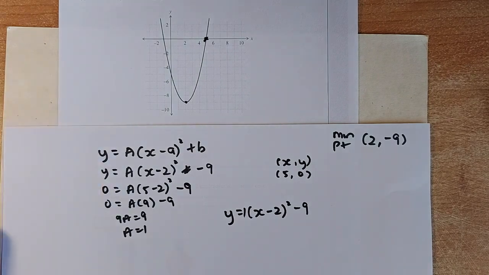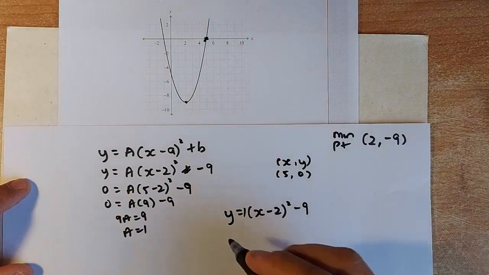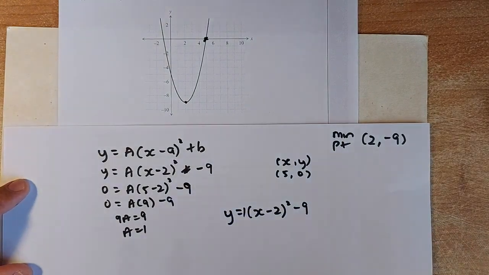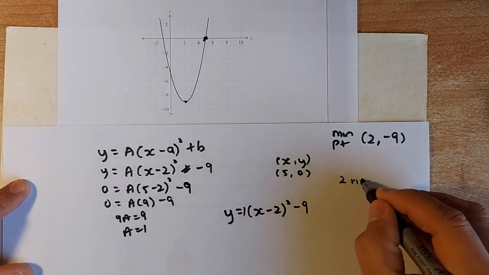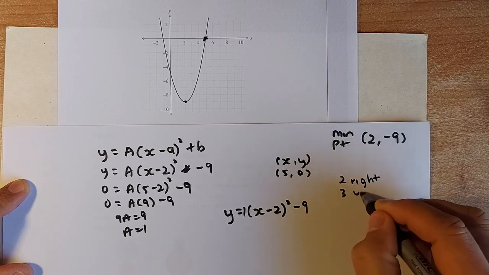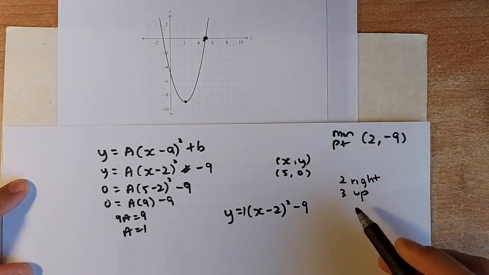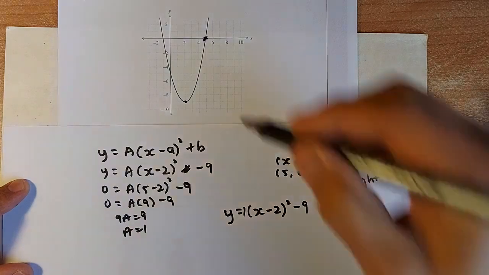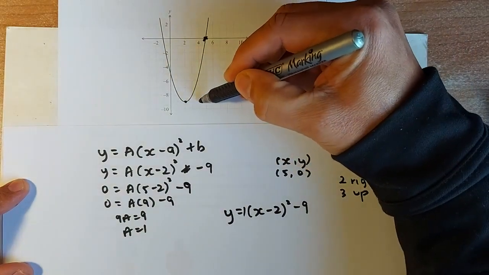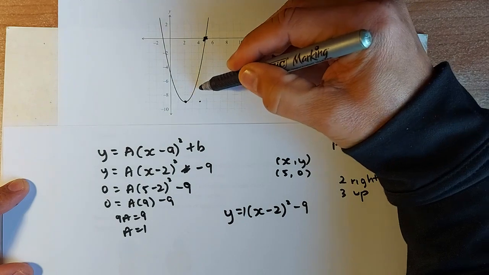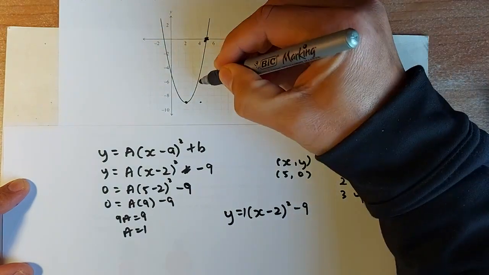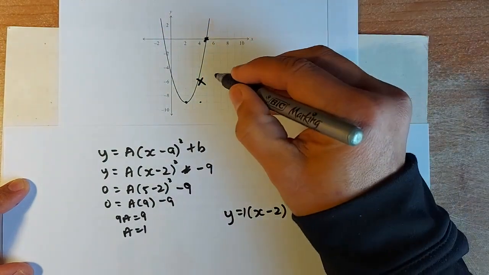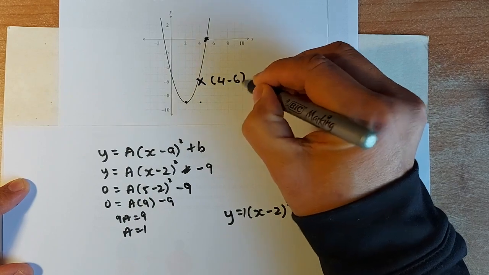Now we shall look at the next question, which is a merit question. What happens if the graph moves to the left or to the right or up and down? Suppose we decide to move the graph 2 right, 3 up. If the graph moves 2 right and 3 up, you move from here to the right 1, 2, so that's the point, and going up 1, 2, 3, that is your new minimum point there. That minimum point is now (4, -6).